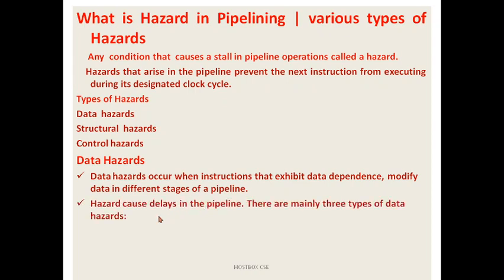Now, why do we bother about hazards in pipelining? Because they always cause delays in the pipeline. Instead of CPI equal to 1, it takes 2 or 3 cycles or something like that.